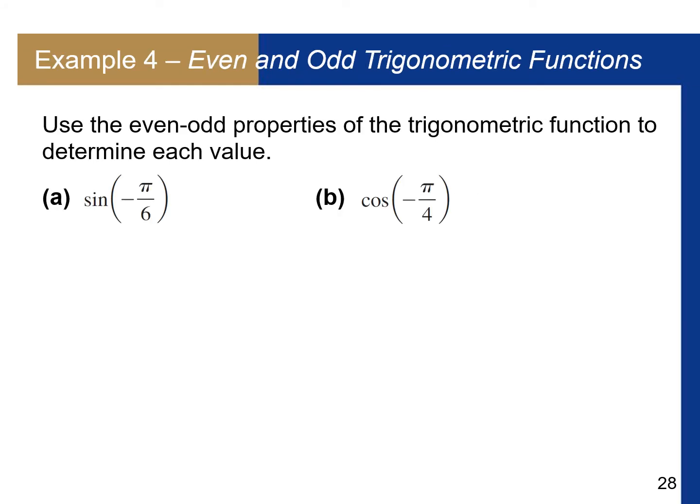So we're going to use the even-odd properties of the function to determine the values. Here we have a sine of negative pi over 6. Let's think about that. We're going to go in the negative, which is the clockwise direction of pi over 6. And we're looking at the sine value, which is your y value. And in the second one, we're looking at the cosine of negative pi over 4, which is going again in a clockwise direction, but we are looking at the cosine, which is your x value.